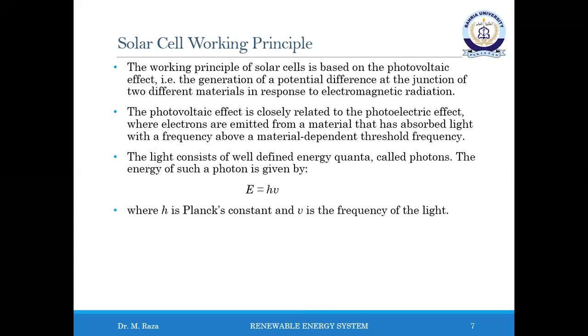In 1905, Albert Einstein understood that this effect can be explained by assuming that the light consists of well-defined energy quanta called photons. The energy of such a photon is given by E = hv, where h is Planck's constant and v is the frequency of the light.